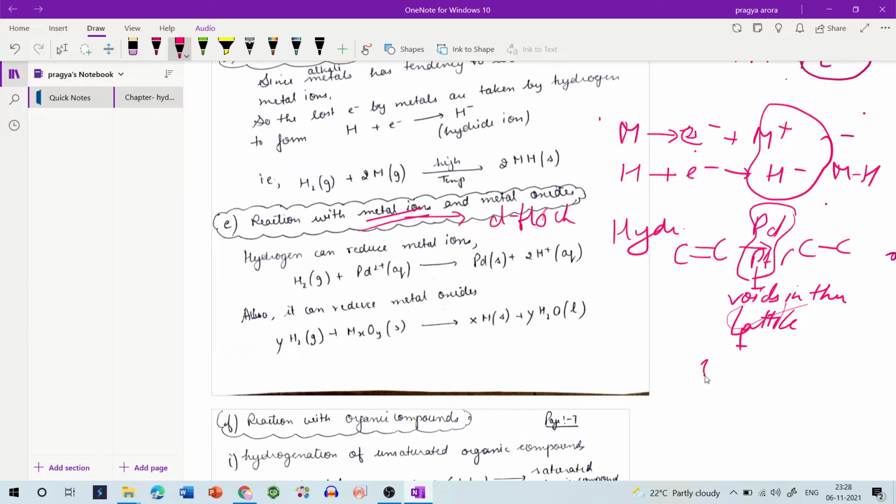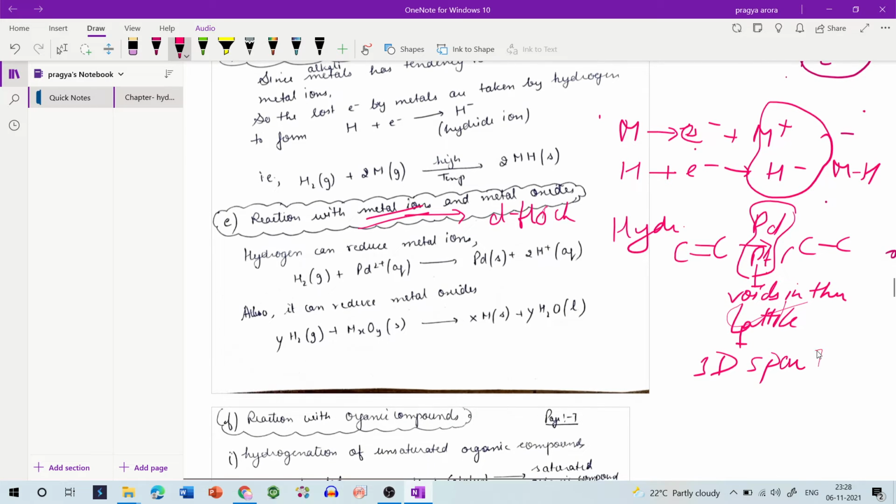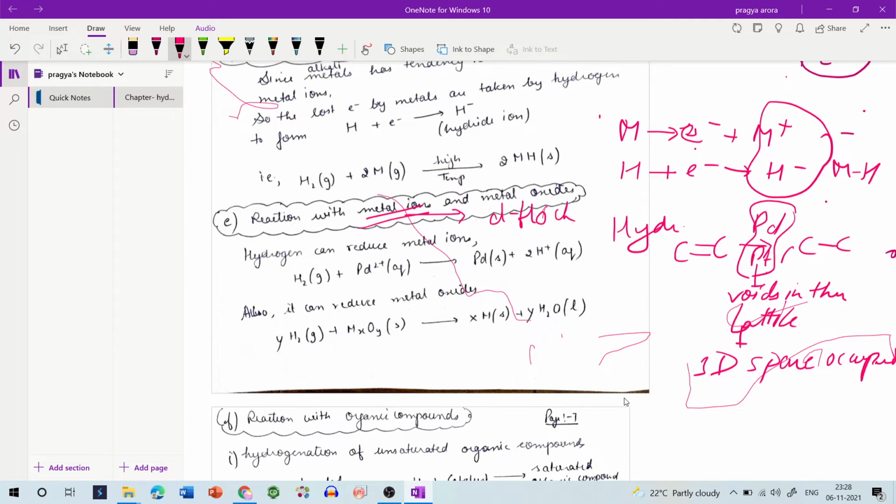Lattice is basically a 3D space occupied by metal ions. So if it's a lattice like this, let's say the metal ions are present at this distance, and this is the specific distance in the lattice. The circles are the metal atoms, and this is the void between the atoms.